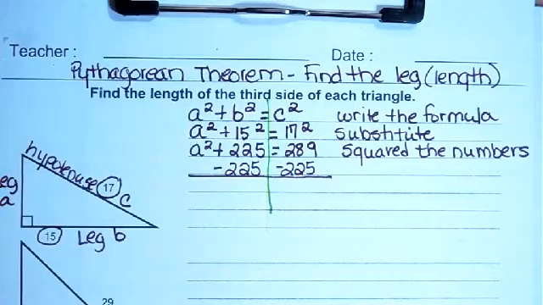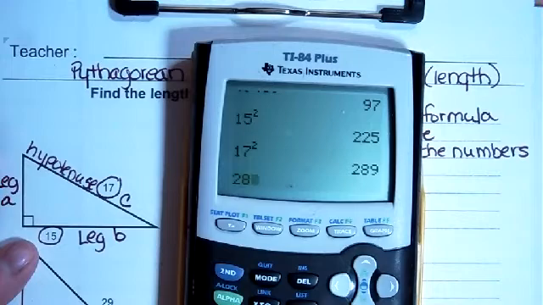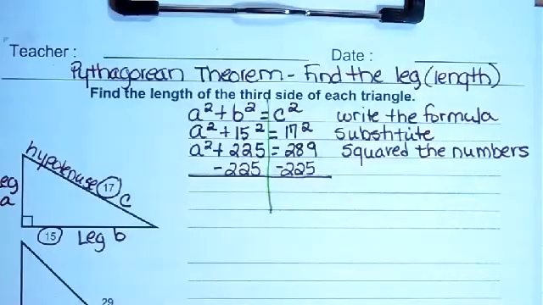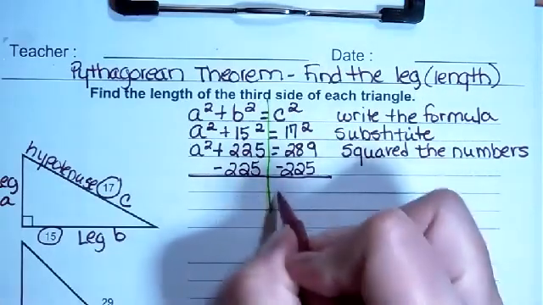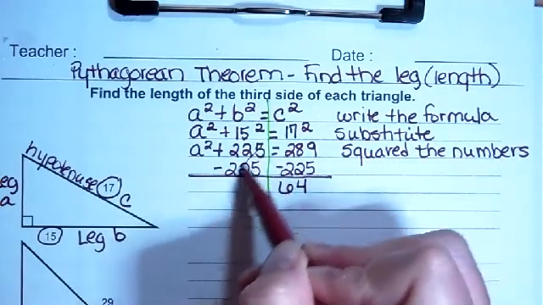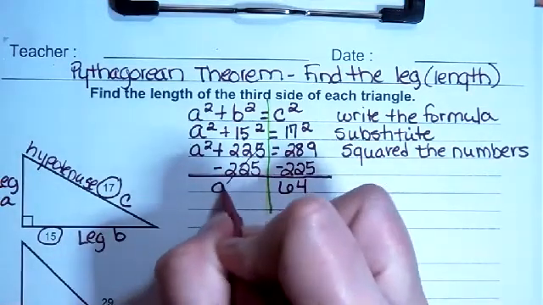Now, I'm just going to grab my calculator and do 289 minus 225. So 289 minus 225. And I'm going to get 64 for my answer. So what my next line is going to look like is 64 over here. We know those two are going to cancel each other out, and that leaves me with A squared.